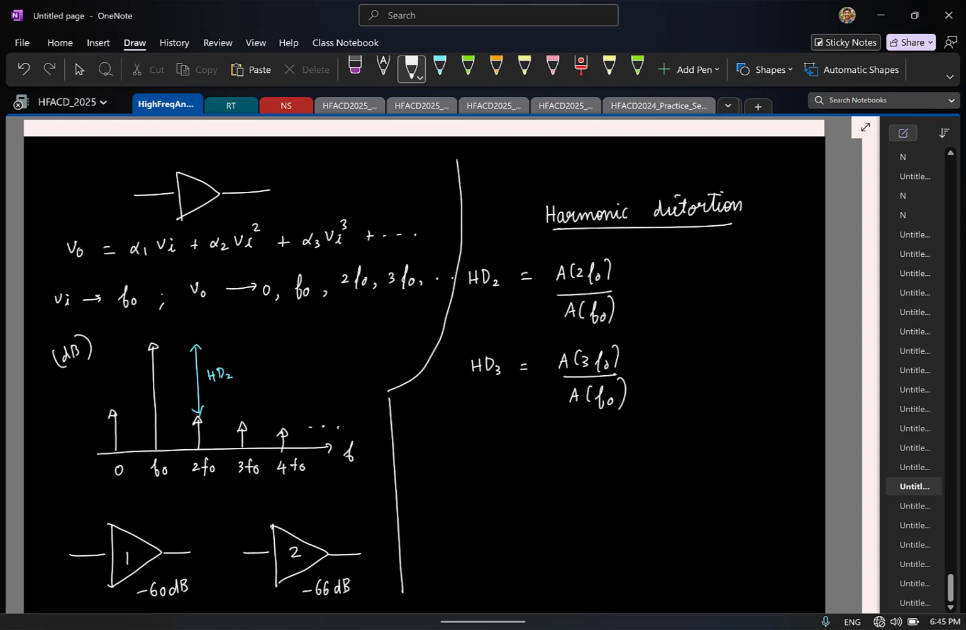So let's say to measure the second harmonic distortion, I'll have to feed in a sinusoid at f0 and look at the strength of the 2f0 component. So let us say I feed in a signal which is like this, Vin0 sine of 2 pi f0 t, and then I measure what is the second harmonic distortion. Now let us say I repeat the same experiment by applying the same sinusoid but with twice the amplitude.